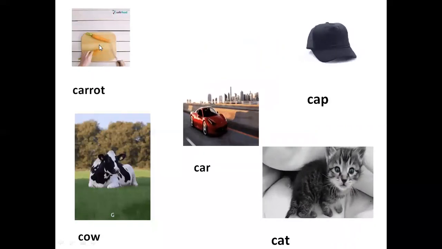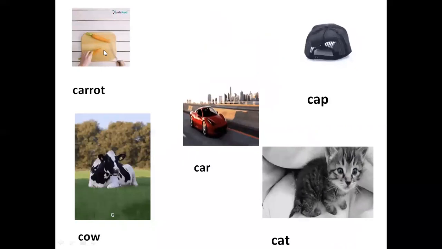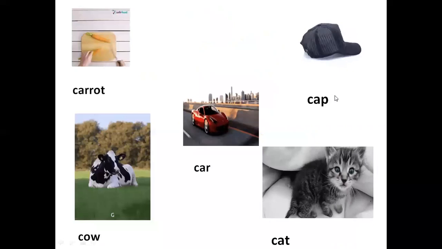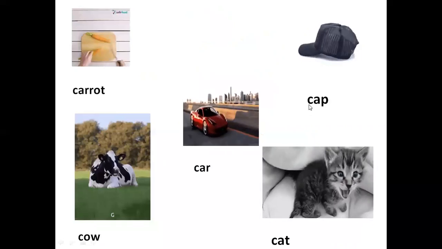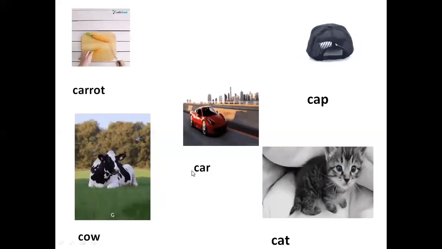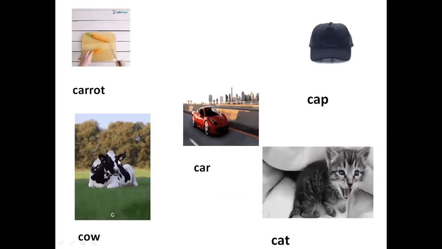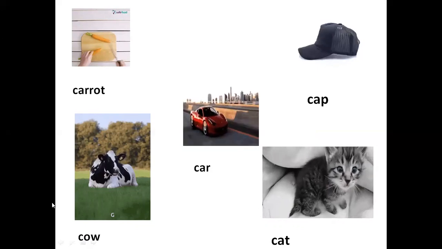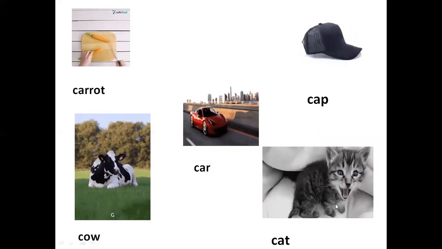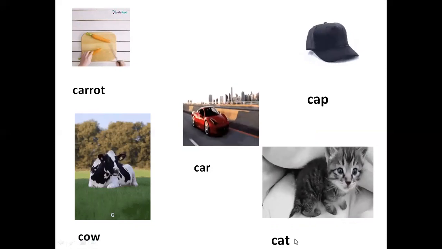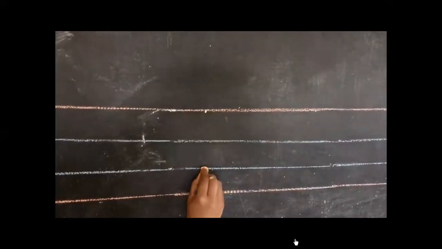So let's see if you remember. This is C, K, carrot. C, K, cap. What about this? C, K, car. And this is a cow, isn't it? C, K, cow. And this is a cat. C, K, cat.